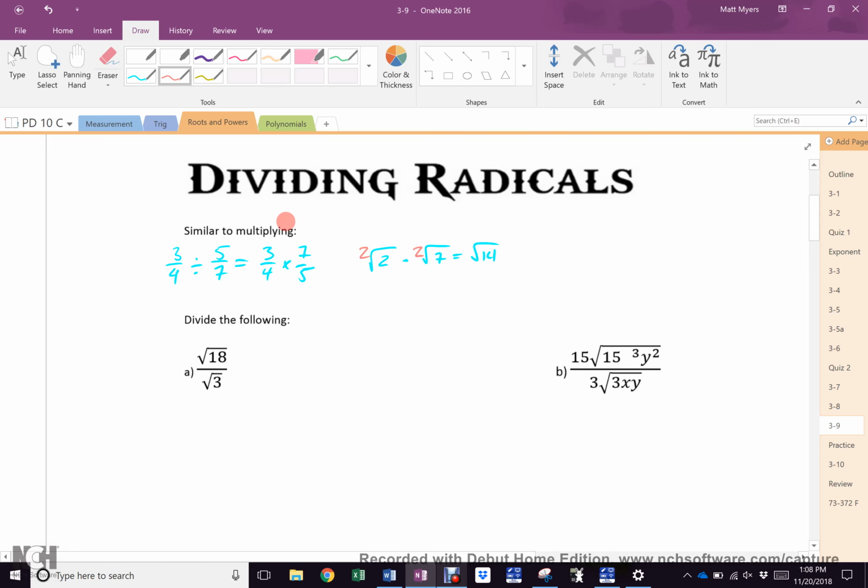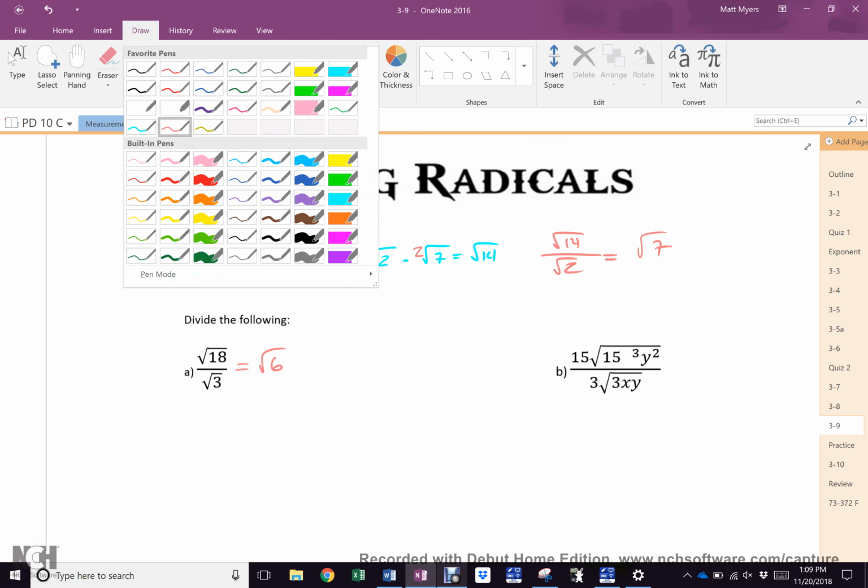Since multiplying and dividing are so similar, multiplying and dividing radicals must also be very similar. You people are intelligent people. What then here, if I change this to root 14 over root 2, must the answer be? Root 7. It has to be, because you already know root 7 times root 2 is 14. You must know that the inverse operation is true. So, you already know how to do A, don't you? What's the answer? Root 6. Excellently done. You already know how to do B, too. Kind of.